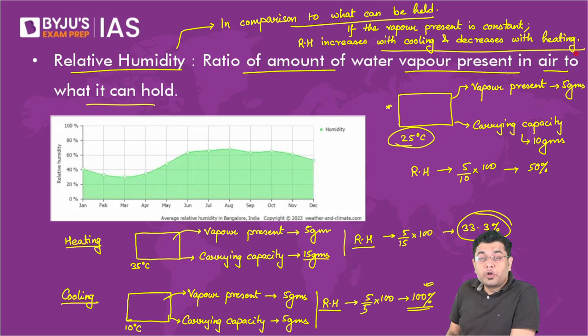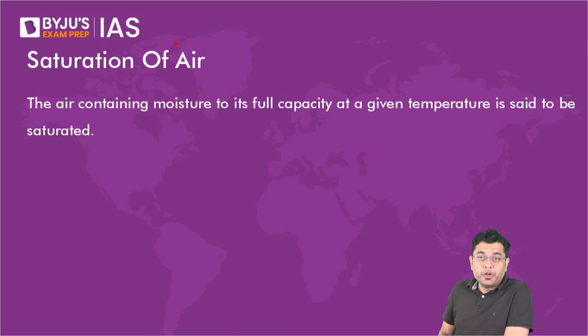Relative humidity cannot go beyond 100%, because the air cannot carry any amount of moisture more than its carrying capacity. So whatever surplus there is will start to condense. Okay, now that brings us to the portion of saturation of air.